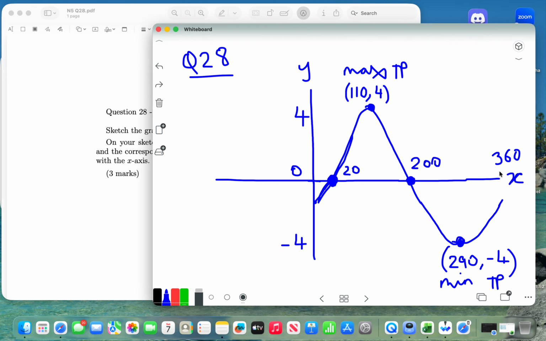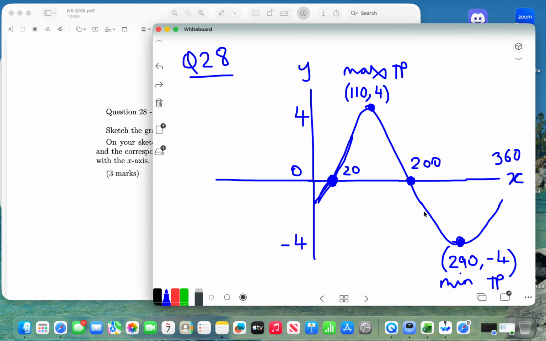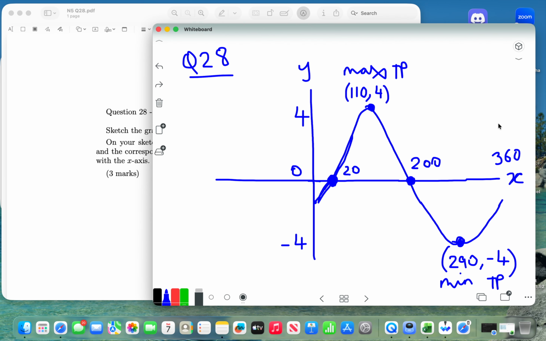So let's look at the question again and make sure that we've included all of the information that we needed. So the maximum and the minimum points of Y, yes, we've got 4 and -4. We've got the X points which correspond and the intersection with the X axis.